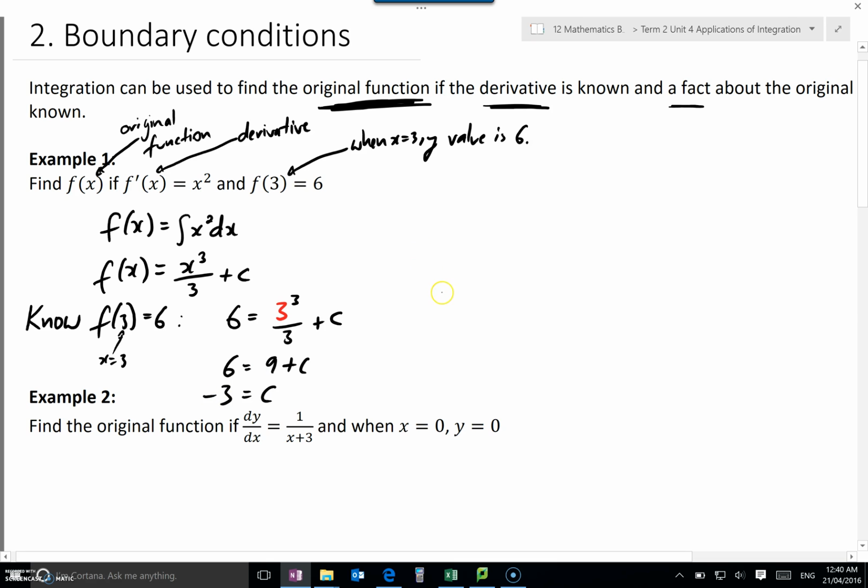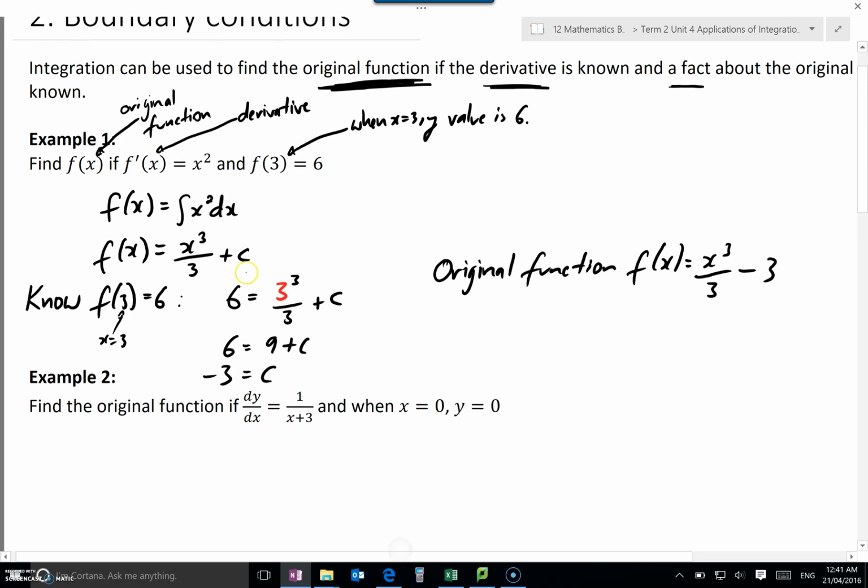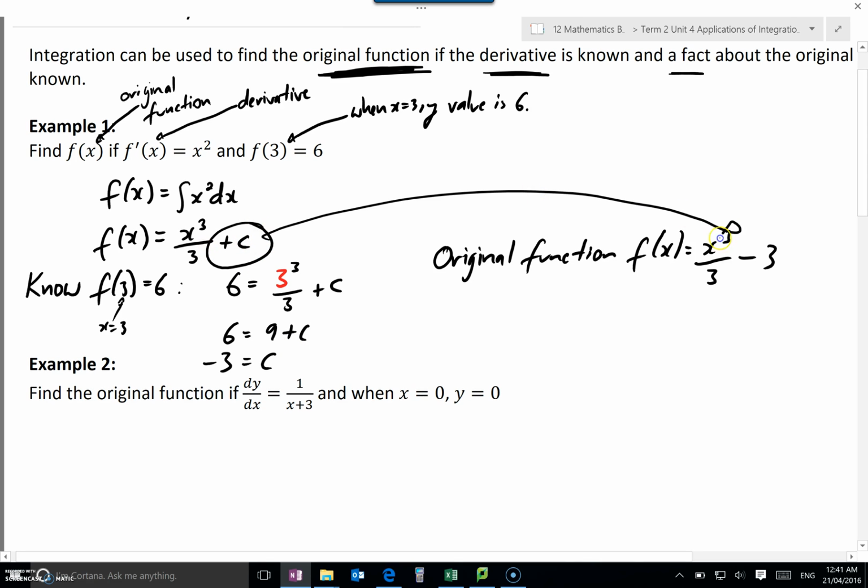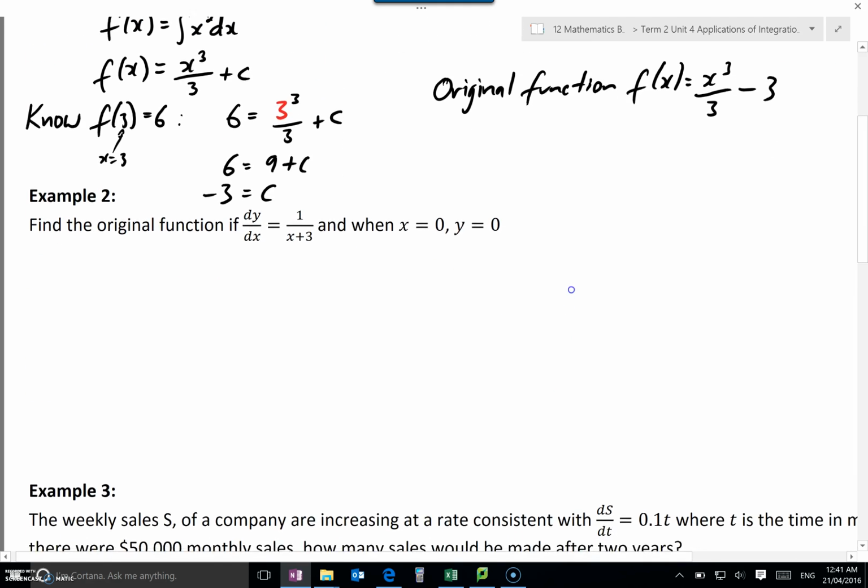So my original function f of x will be x cubed on 3 minus 3, because my c value is minus 3. This goes at the end: instead of the c, I've put my minus 3. Any questions? No, good, because this is a video.